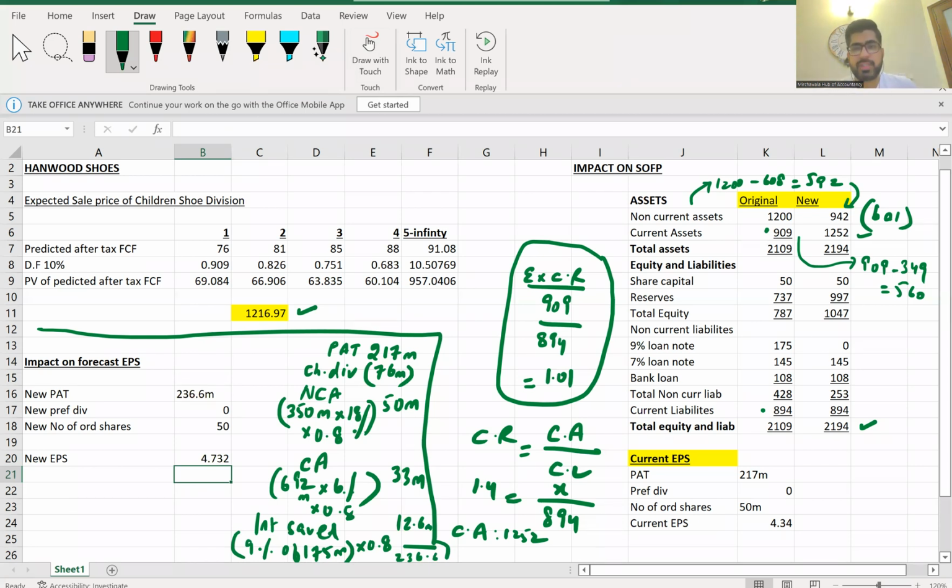Considering the P4 standards, I'm not finding this paper a very tricky paper, trust me. The ZG company one, obviously a time-taking question, but not that difficulties which we traditionally see in P4, AFM. There's Hanwood shoes, sale price, FCF, very easy. Impact on SOFP, very easy. EPS had some technicalities which we managed to cater.